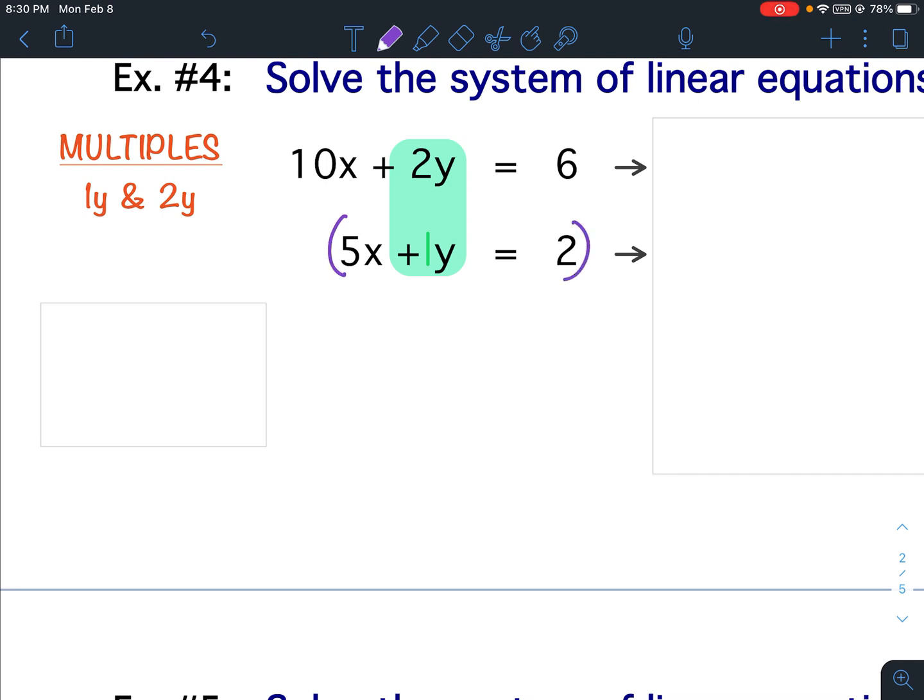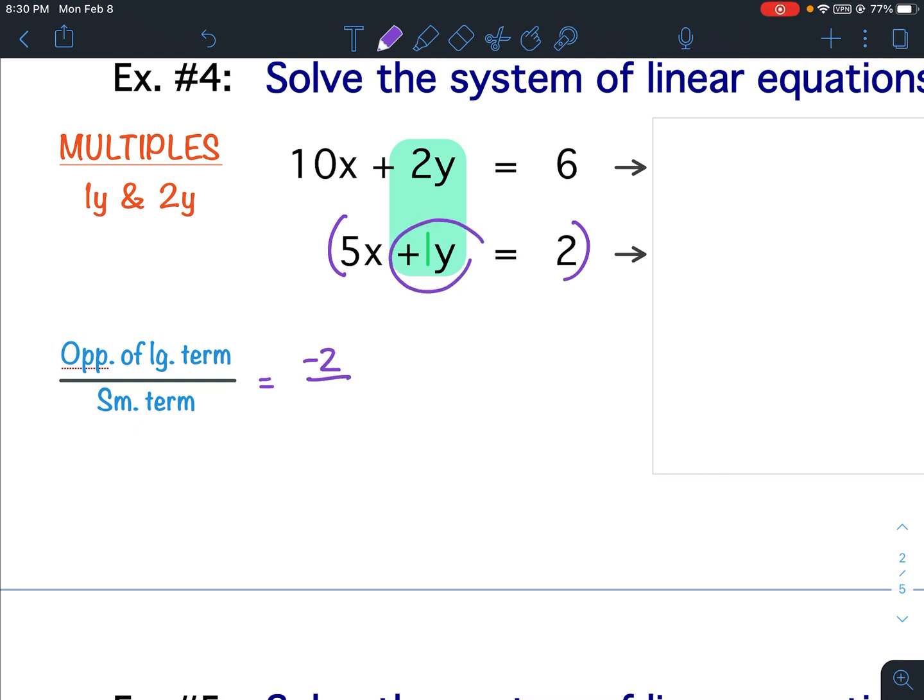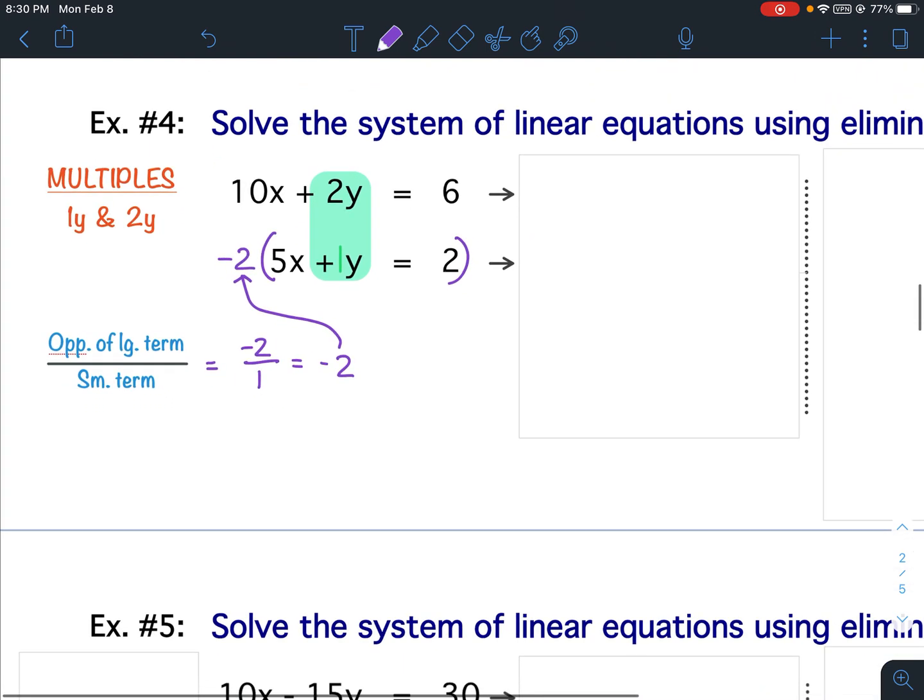What do I multiply by? Well, that's when I use the opposite of the larger term divided by the smaller term. So my larger term is positive 2y, so the opposite would be negative 2. The smaller term is a 1. Negative 2 divided by 1 is negative 2. So I'm going to multiply this bottom equation by negative 2.